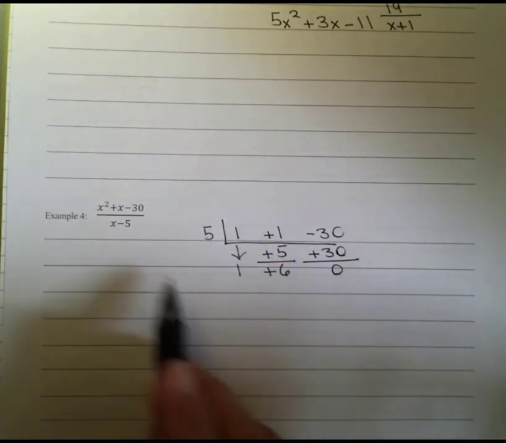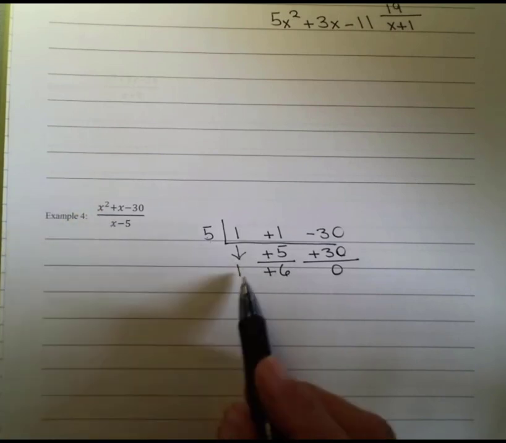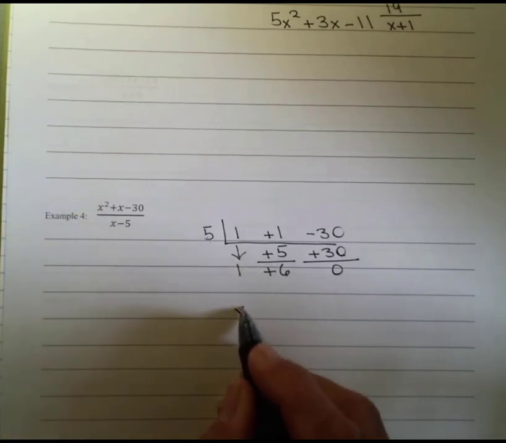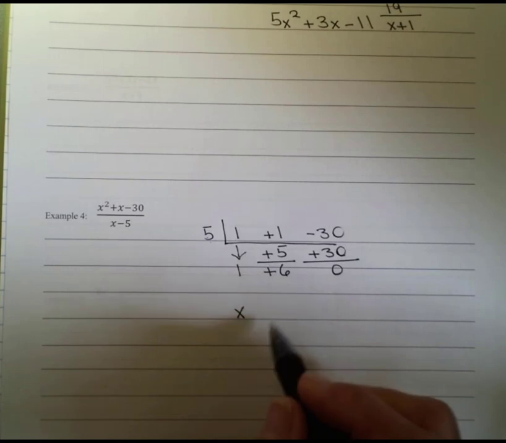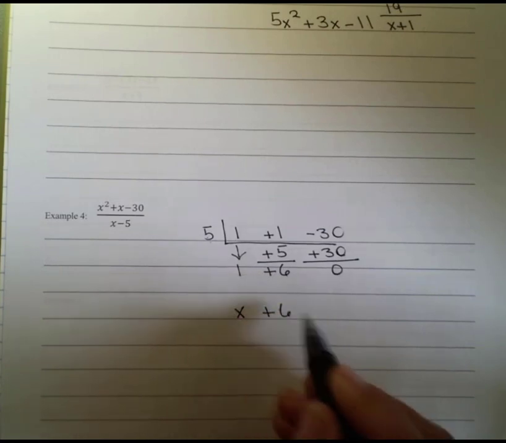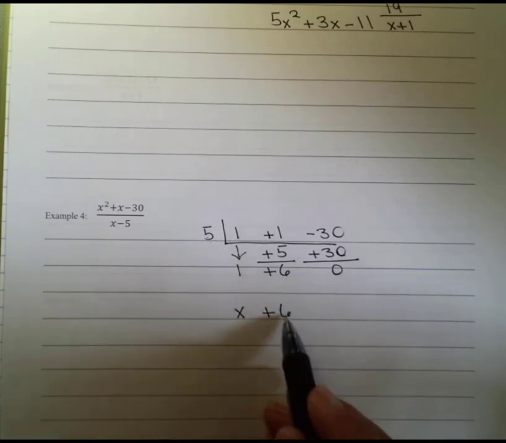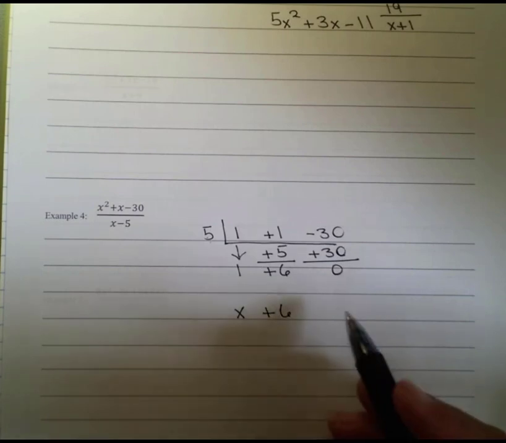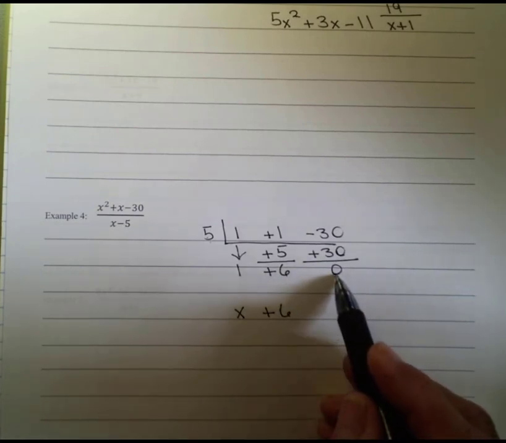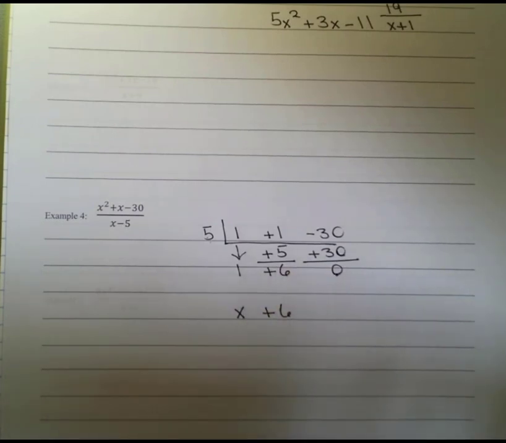So what is my answer? Well, it started as x squared, so my first term here is just an x term, 1x. And then the next one is just a plain numeric term, right? Because 1 down from x means x to the 0, which is just 1. I don't have a remainder for this one, so the answer is x plus 6.